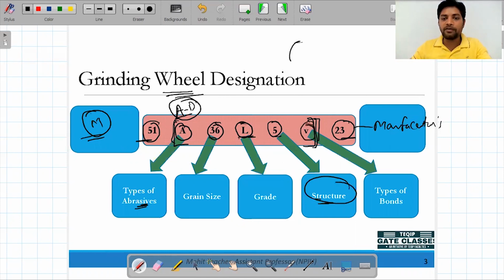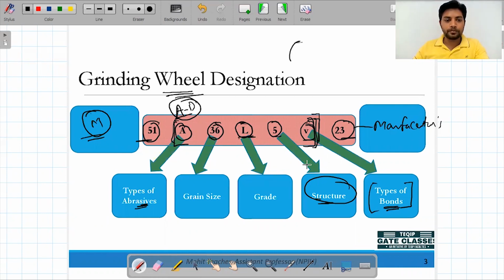Next is again alphabetical order, but it is not from A to Z. There are different types of bonding materials available, sorry. So it defines what bonding material we are using. So these are the 5 digits. Please keep these things in mind.